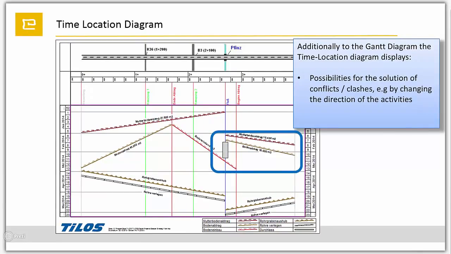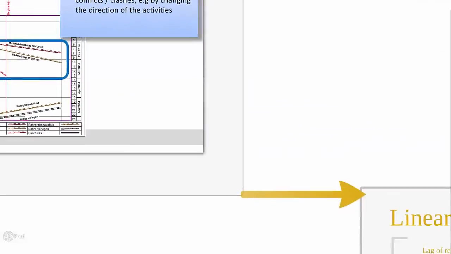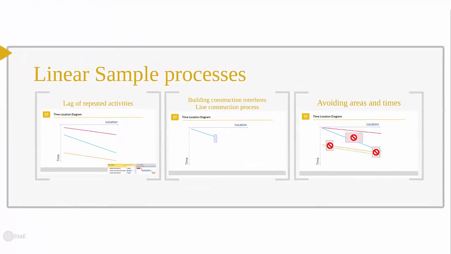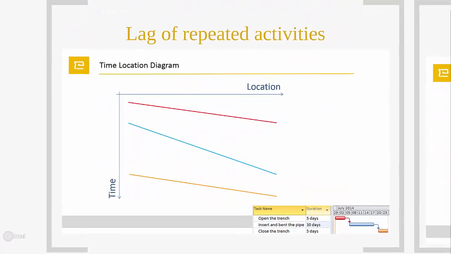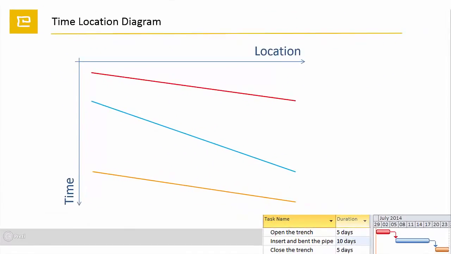In the following, I would like to present some easy common linear processes. The first is a simplified pipe laying process to show the calculation of lags between repeated activities. First, the trench is to be opened, then the pipe has to be pulled down and bended. After that, the trench gets closed. Three linear activities that are following each other, but normally not as a finish-start dependency in the way the Gantt on the bottom displays, as there would be too much loss of time.